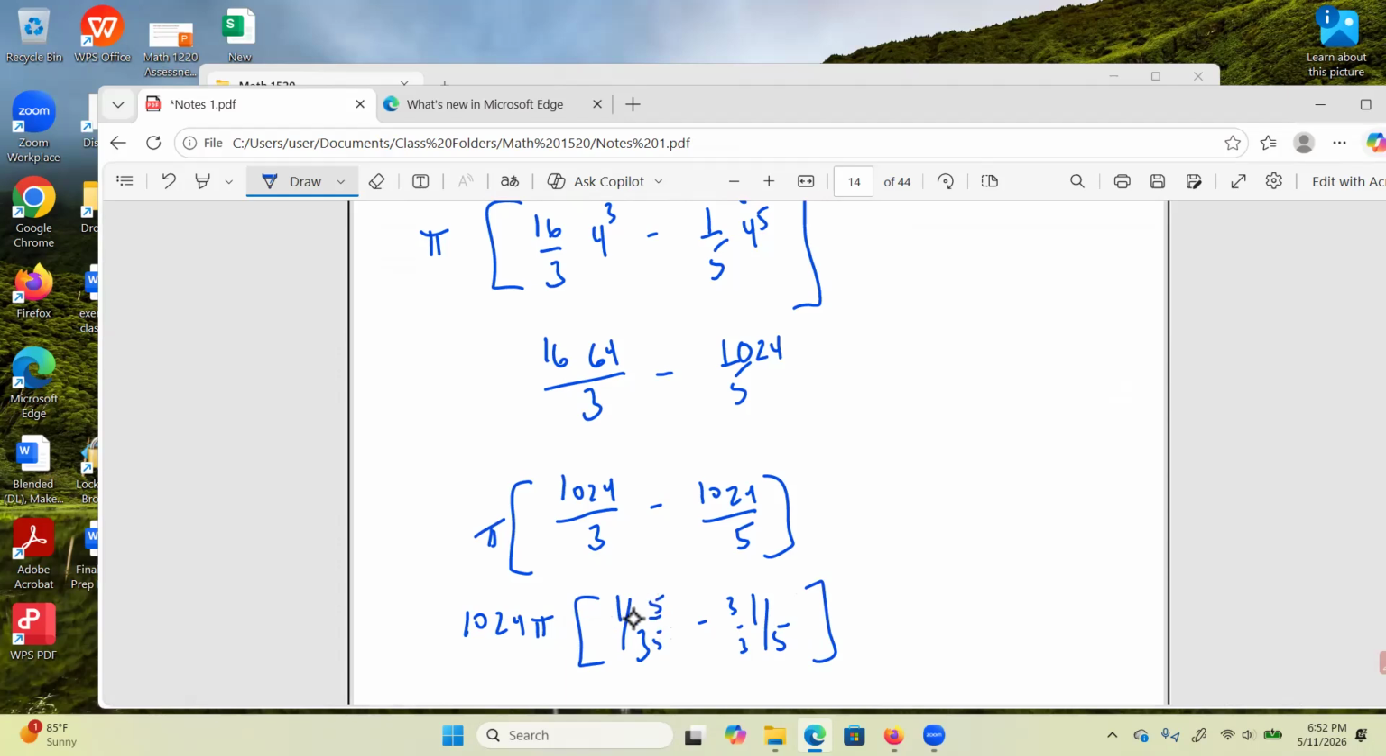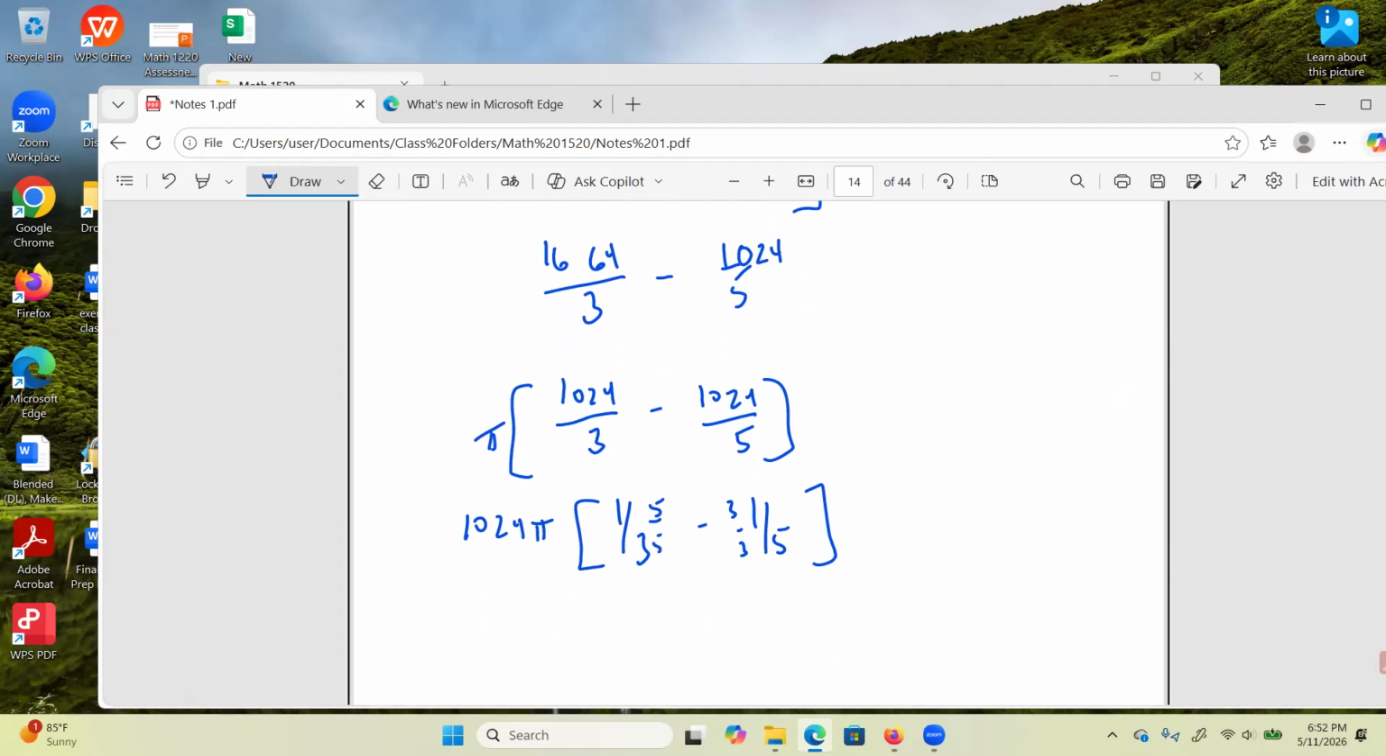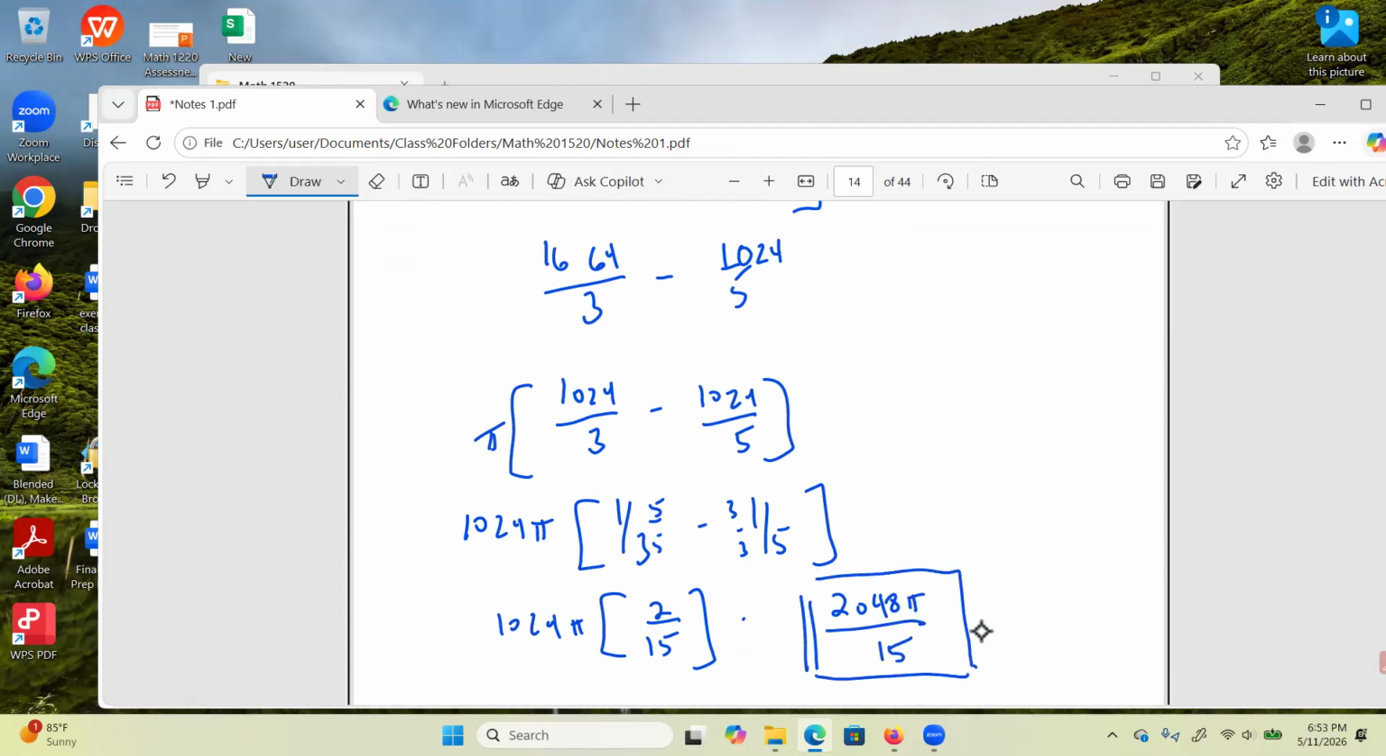We have a 5 and a 5. So we have 5/15 minus 3/15. We have 1024 pi times 5 minus 3. I'm going to call this 2 over 15. If I double this piece here, that's going to be 2048 pi all over 15. And that is my volume for this little piece here. And that's what we're trying to do with this thing.